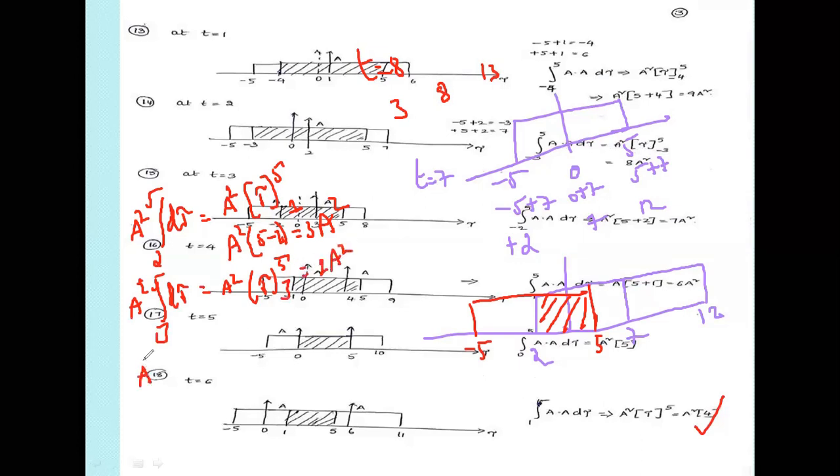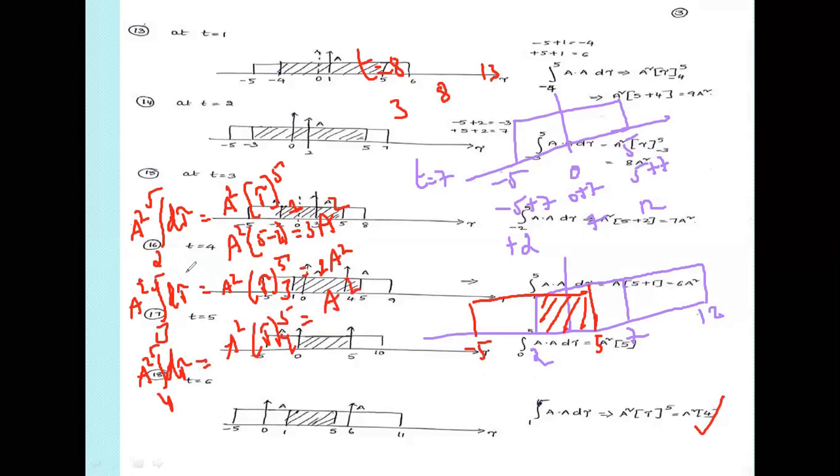Again you can move on: a square into 3 to 5, previously 2 to 5, 3 to 5. Now it increases to 4 to 5. The integral from 4 to 5 of a square d tau is a square into tau, where 5 is the upper limit and 4 is the lower limit. Now it is a square.